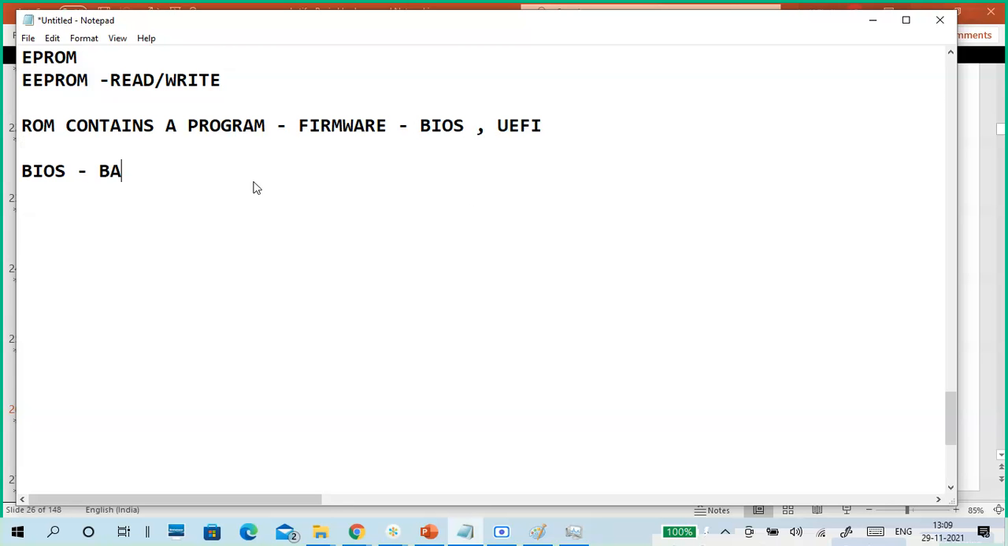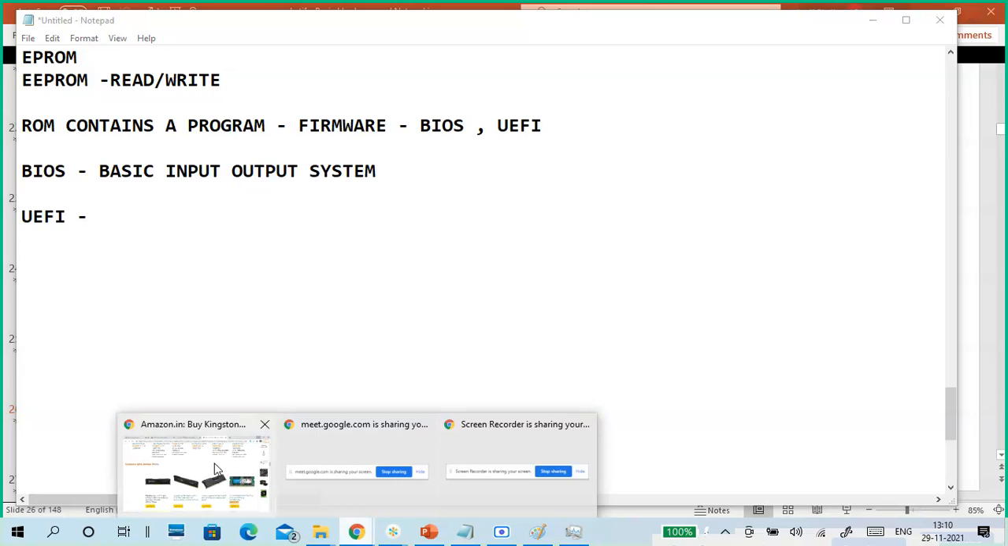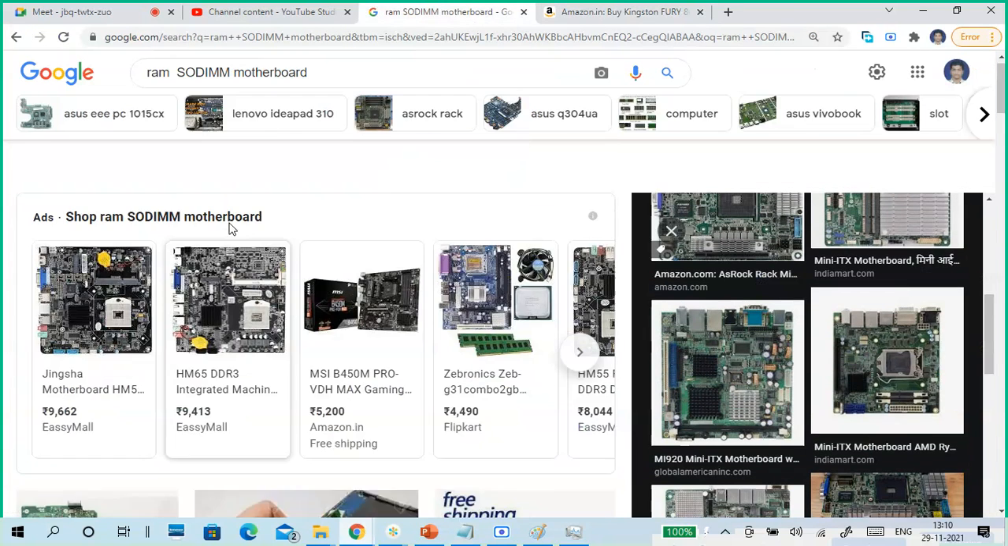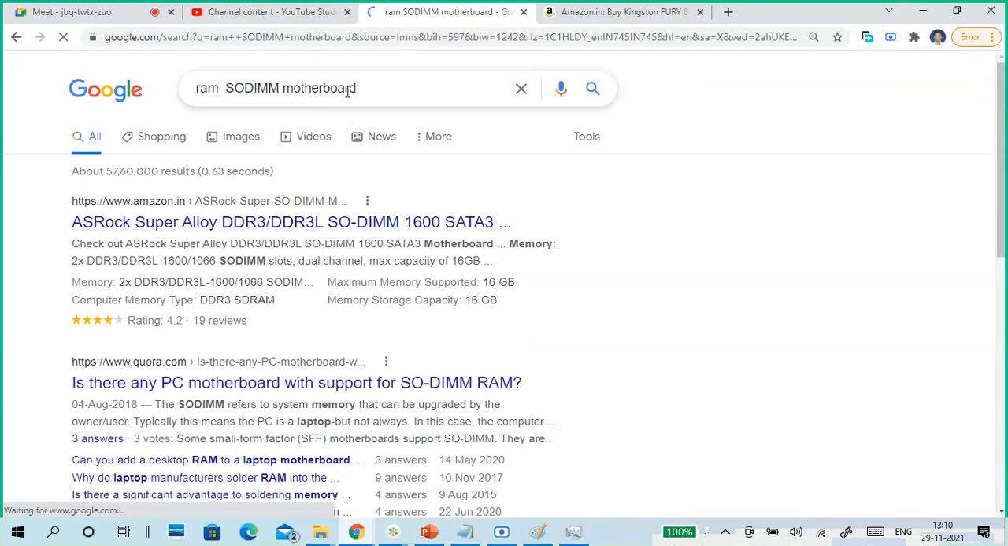So what is this BIOS? Basic input output system. Very good. And UEFI, Unified Extensible Firmware Interface. Firmware, firmware, both are the same. It depends upon how you spell it. Tomato, tomato, same thing.